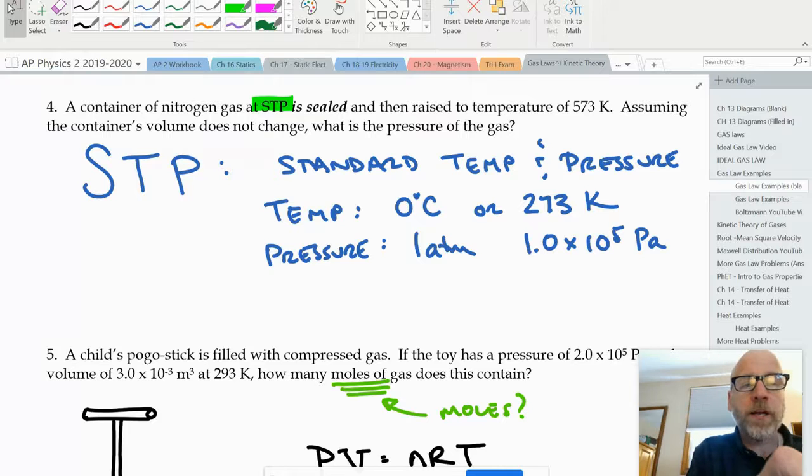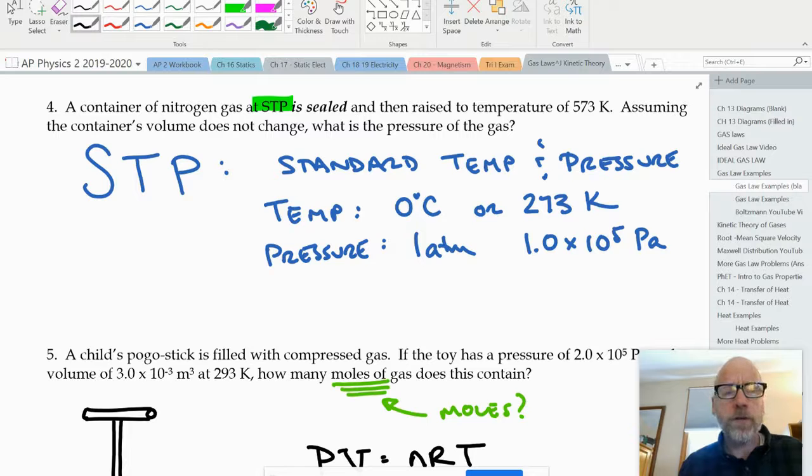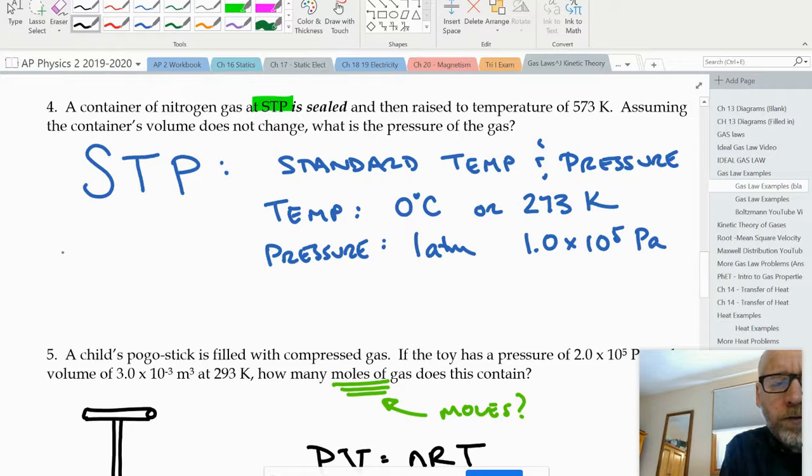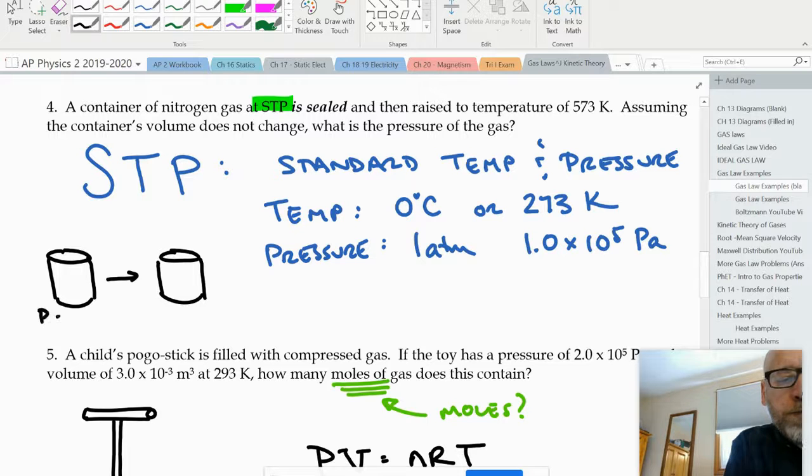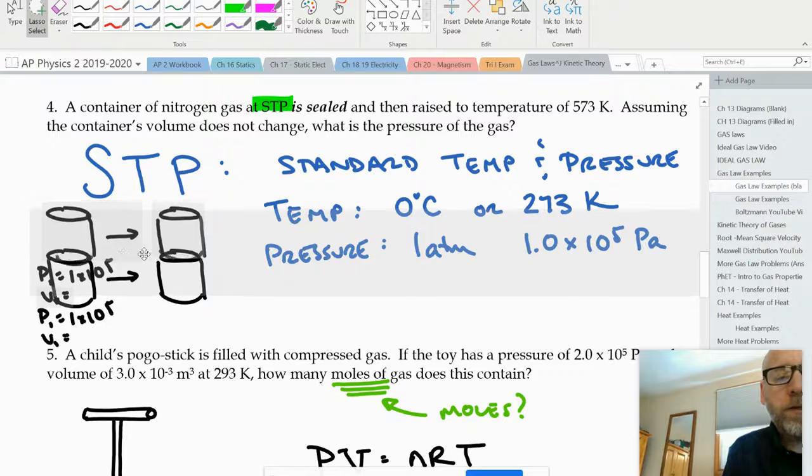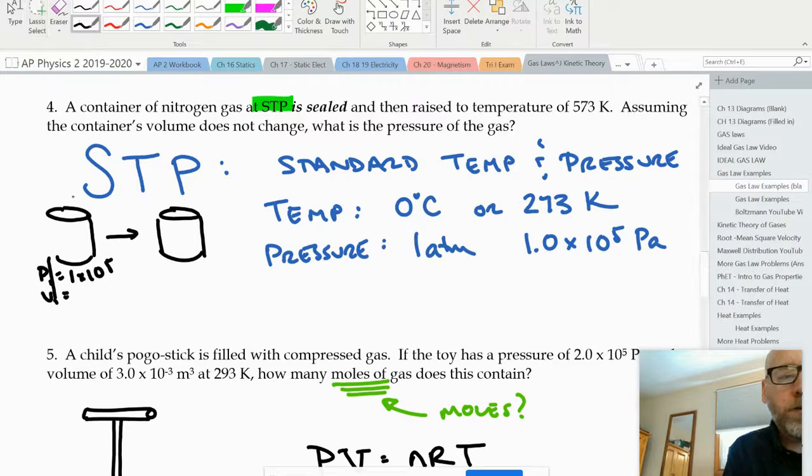So, we've got nitrogen gas in a sealed container, and it raises the temperature to 573. Let's draw a picture. So, here's my gas initially. Here's my gas at 2, where the pressure is 1 times 10 to the 5th. The volume isn't changing, because I don't have room to put it in anyways. But the temperature is 273. Why don't you guys go ahead and solve this up while I'm working.